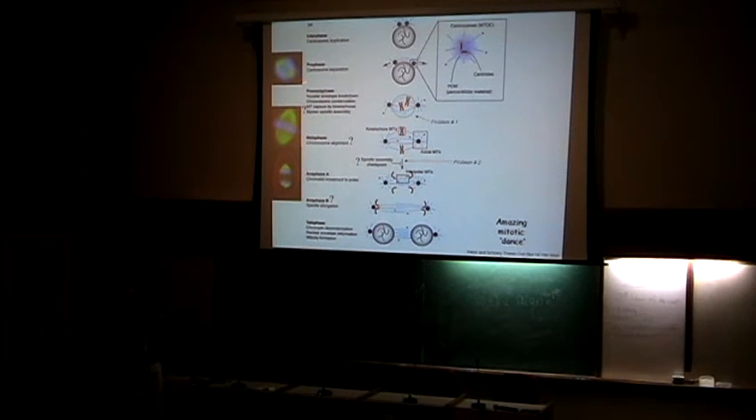Then prometaphase starts. In prometaphase, the nuclear envelope gets broken. This is called nuclear envelope breakdown. At the same time, genetic material condenses into chromosomes. Right? So chromosomes are, crudely speaking, like sausages.